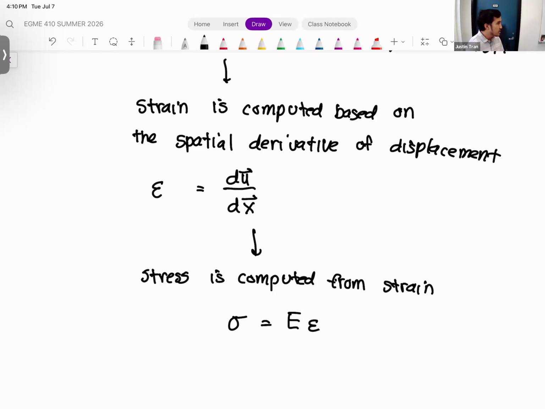So I know that there are more complex relationships, and if plasticity is involved, it's not as simple. But if we just look at the simplest case, stress is just Young's modulus times strain. And even if you have something more complex like a hyperelastic material, stress and strain are always going to be closely related to each other, right? So stress is computed from the strain.